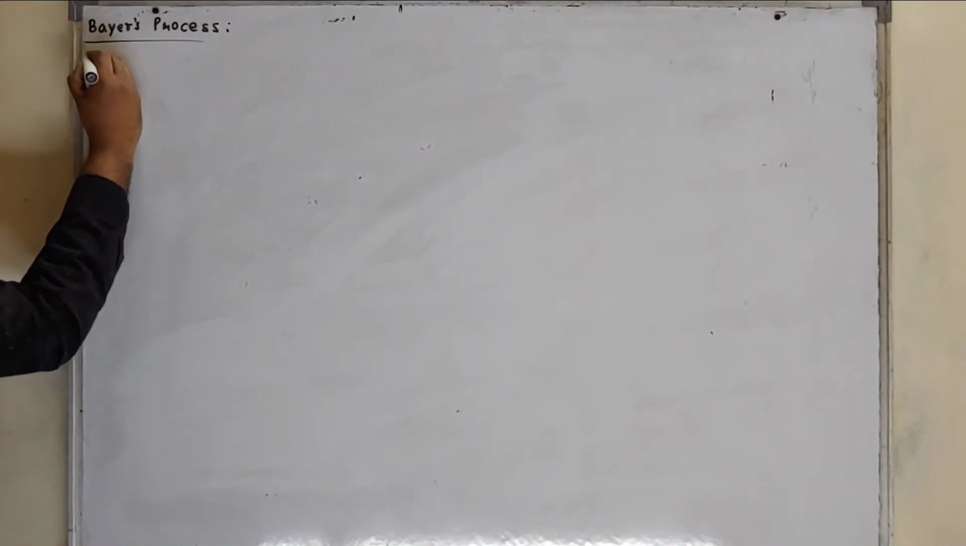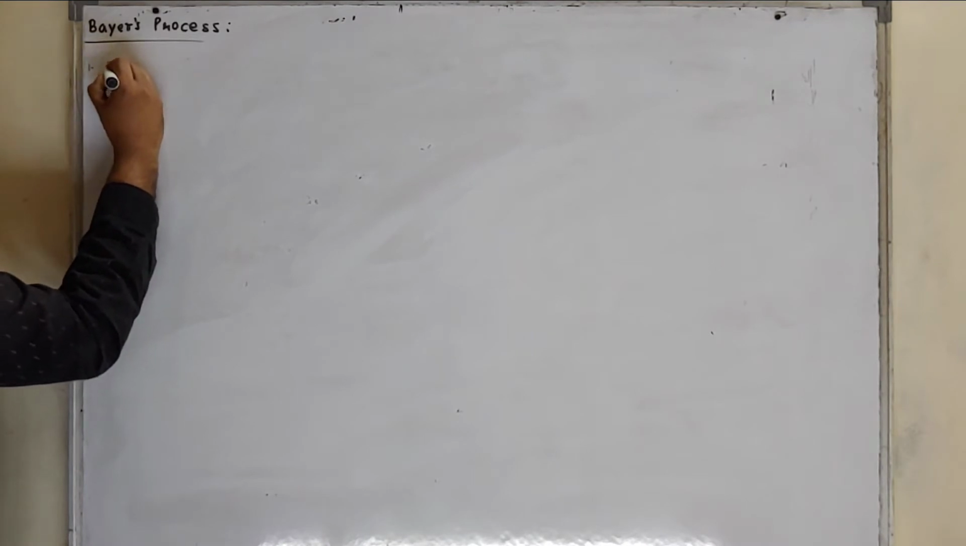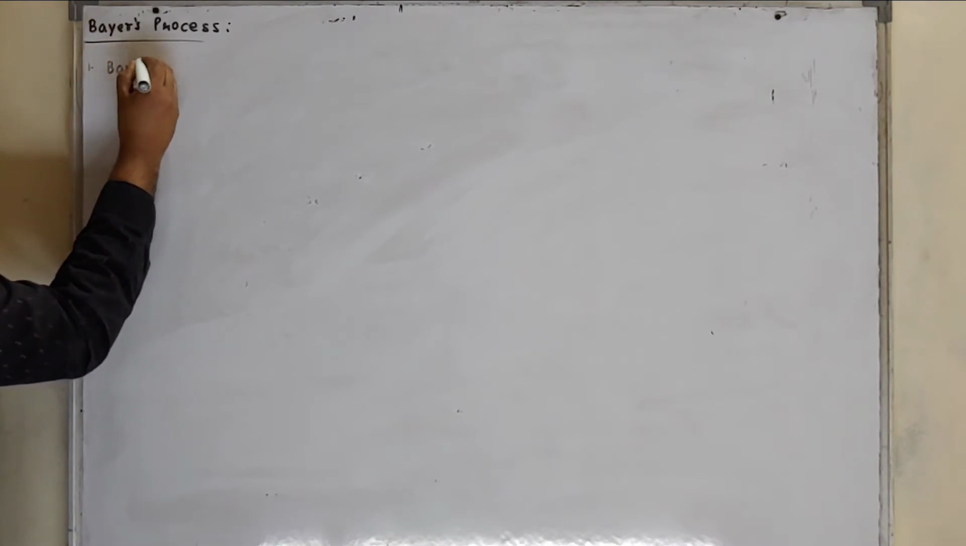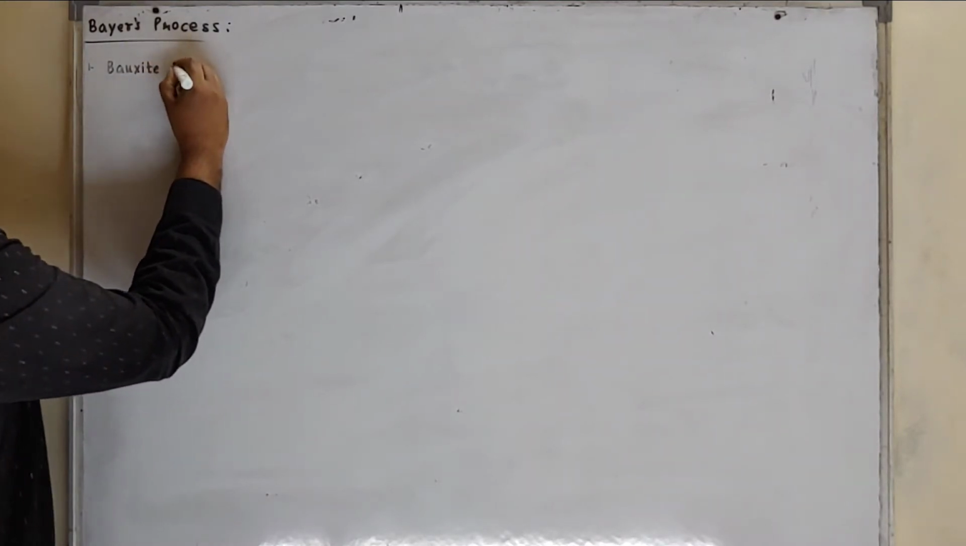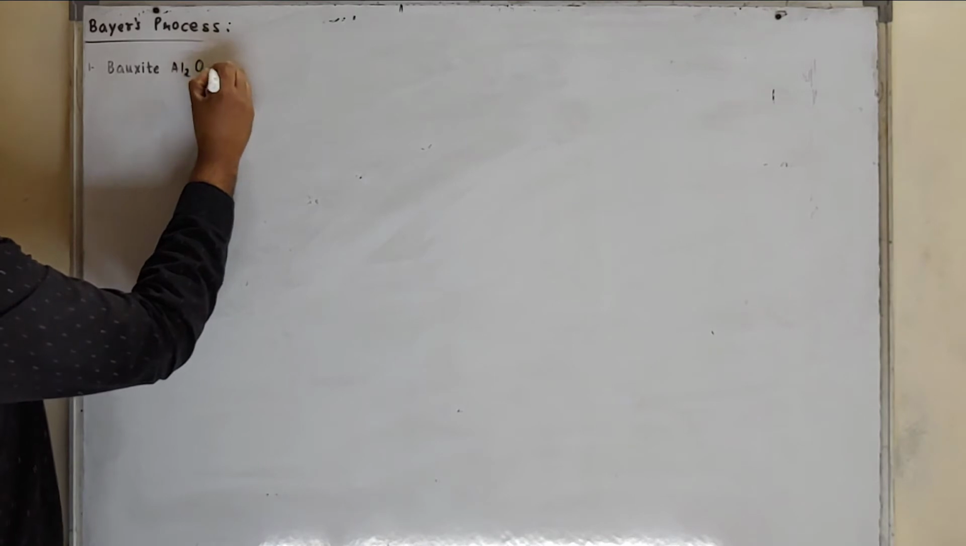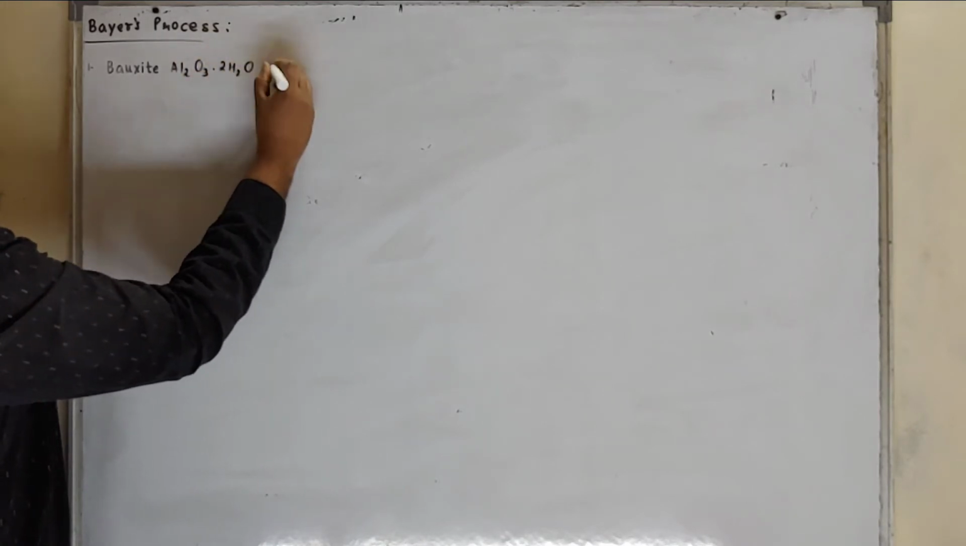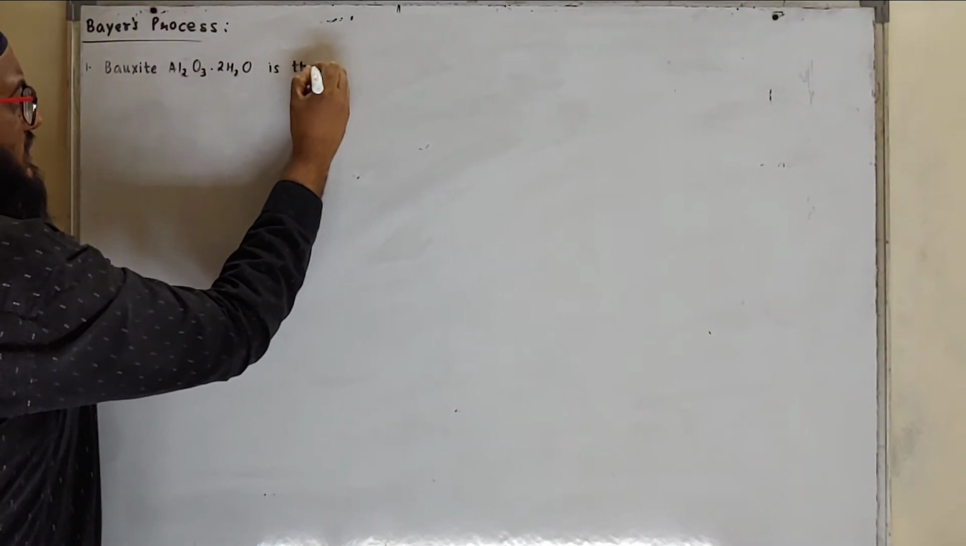So what is Bayer's process? First point we can say, bauxite, Al2O3.2H2O, is the main ore of aluminium.